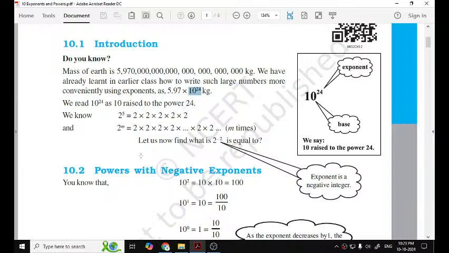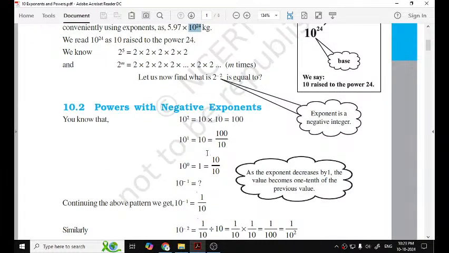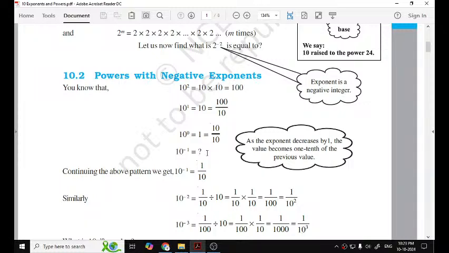2 raised to 5 is 2 into 2 into 2, 5 times. 2 raised to m is 2 multiplied by itself m times. Let us now find what 2 raised to minus 2 is equal to. Powers with negative exponents.